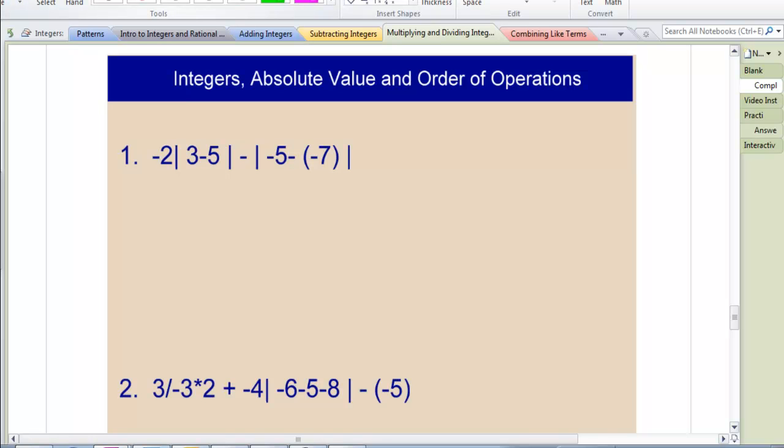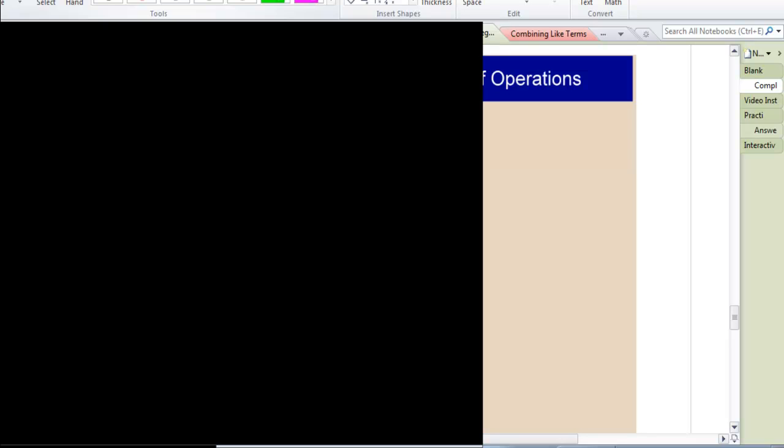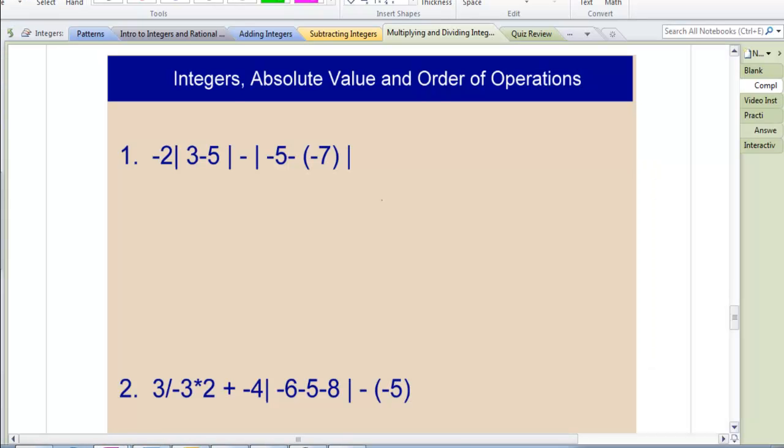So now we're going to apply everything we know about adding, subtracting, multiplying, and dividing integers to order of operations and to absolute value. In this first example, we need to go through and make sure that we work within our absolute value bars first, treating them like parentheses. Before we start that, however, we always want to do what? If you're thinking change subtraction to addition, you read my mind.